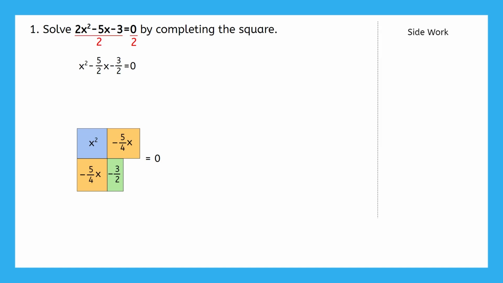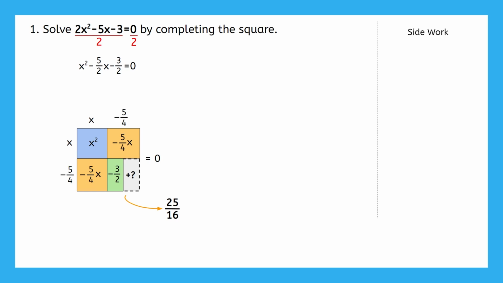Our side length becomes x minus 5 fourths, which means we need to have negative 5 over 4 times negative 5 over 4 in our right bottom box, which is 25 over 16. Now we need to figure out what to add on both sides to get that 25 over 16. Negative 3 over 2 plus what is 25 over 16?